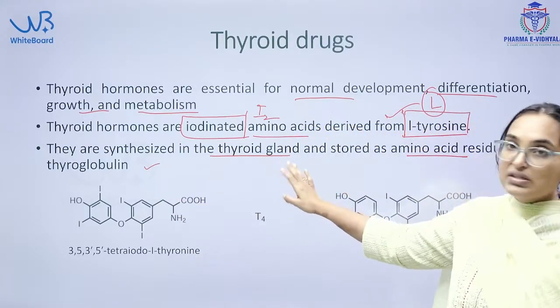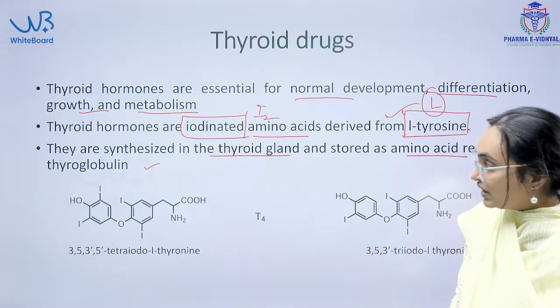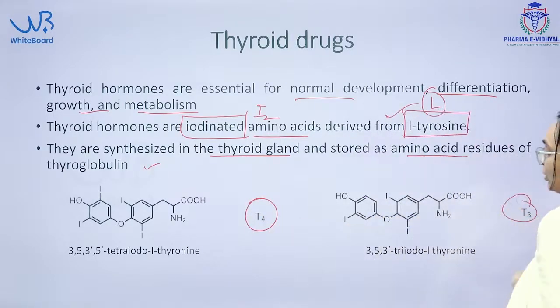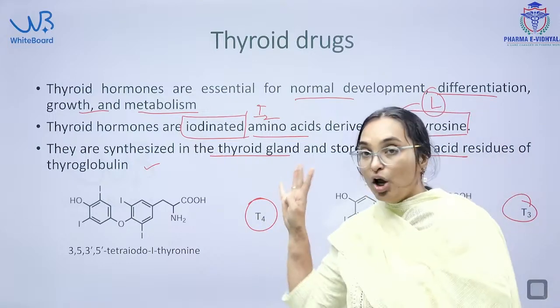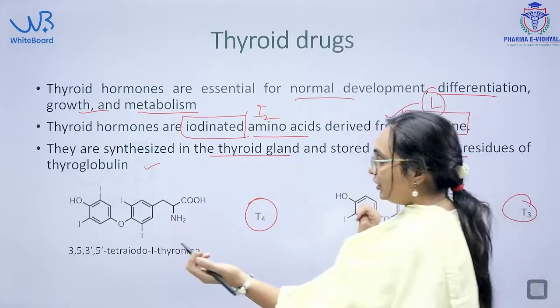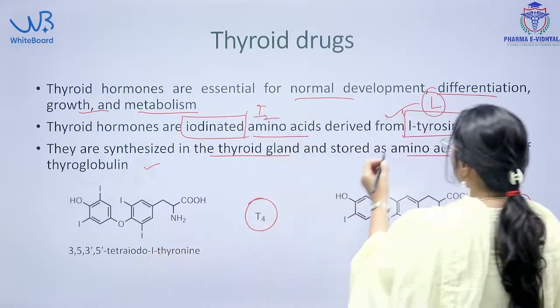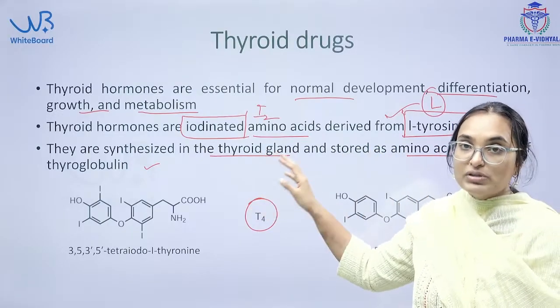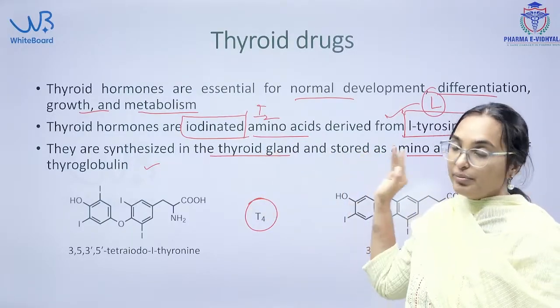So, these are synthesized in the thyroid gland. If you see the thyroid hormones T4 and T3, the name itself indicates that there are 4 iodines. The important point to be remembered is that the thyroid hormones consist of iodine. They are derived from tyrosine.